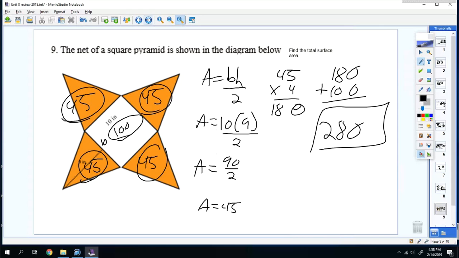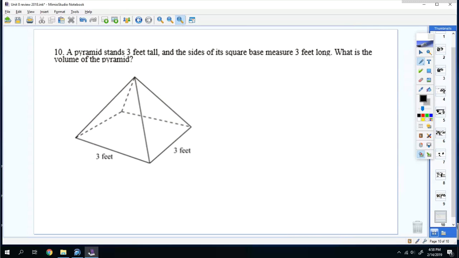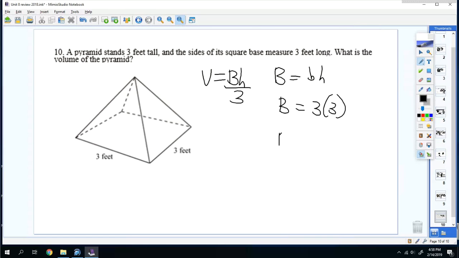All right, number 10, last one. A pyramid stands 3 feet tall and its sides of the square base measures 3 feet long. What's the volume of the pyramid? So the volume formula is V is equal to big B times H divided by 3. Big B is base times height. The base of the rectangle is 3 and the height of the rectangle is 3. So 3 times 3 is 9. So the volume formula would be 9 times the height of the pyramid, which is 3, divided by 3. Well, these 3's can cancel out. So my volume of the pyramid is just 9.